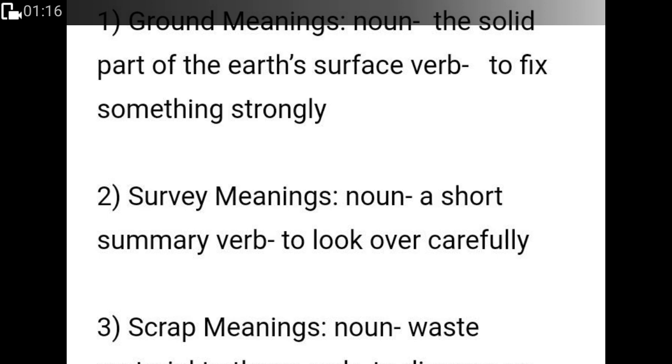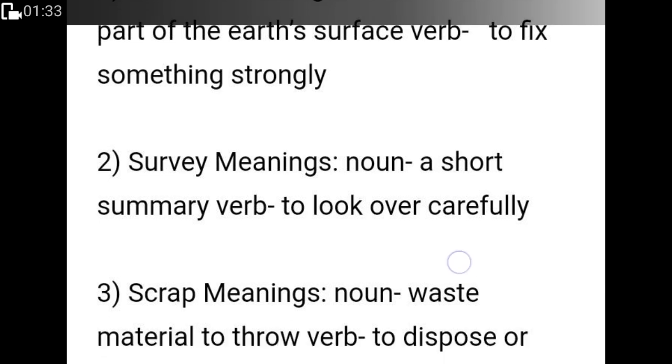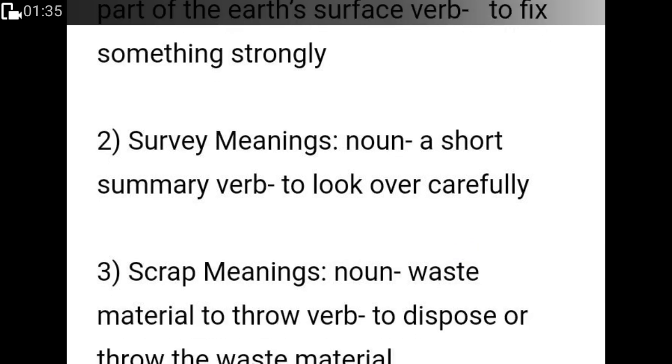In noun form, it means a solid part of the earth or the earth's surface. Now, when we talk about the verb, it's when we strongly believe in something and we are fixed to it. That means standing your ground, or you stay put. Survey, it's a noun. We don't have a verb for it. Sometimes we do. Now, a survey means a short summary of something, or survey, when we are talking about research, it means to look around something very carefully.